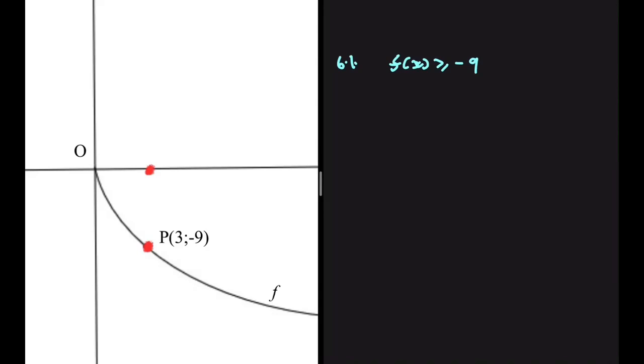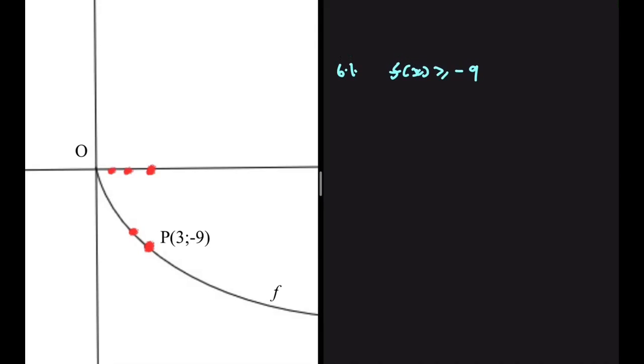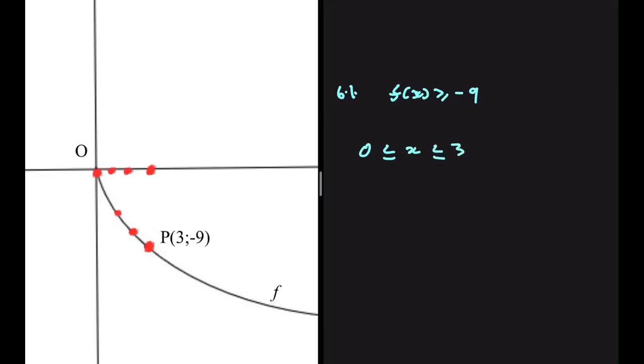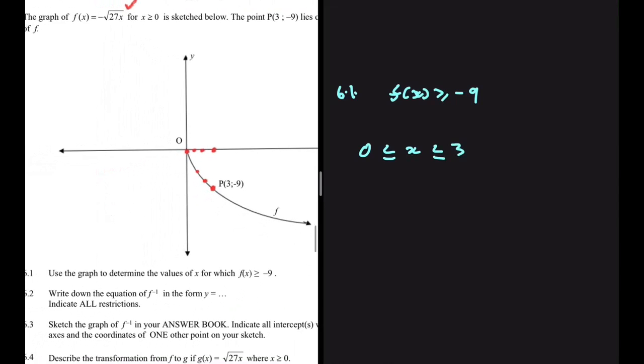Well, if you look at x equal to 2, then our graph is greater than minus 9. And if you look at x equal to 1, our graph is still greater than minus 9. If you look at x equal to 0, then our corresponding y value is equal to 0. So from x equal to 0 to x equal to 3, f of x is greater than or equal to minus 9. So our answer will be an inequality. We need x to be between 0 and positive 3. And that is the answer to 6.1.